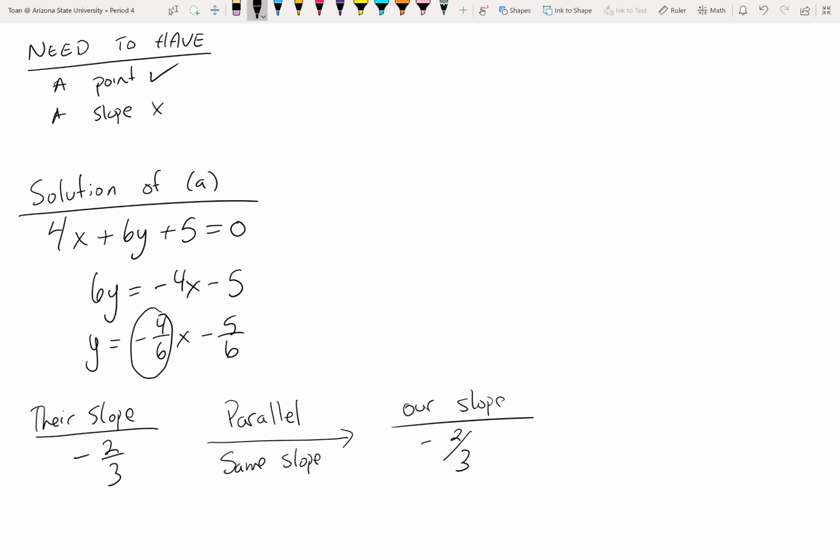By the way, other class parents ask, hey, Mr. Vo, do I have to do all this writing when I do my homework? No, I'm only doing this for the notes. Obviously, their slope, parallel, our slope, you would do it mentally in your brain.